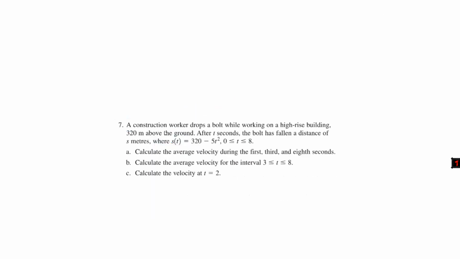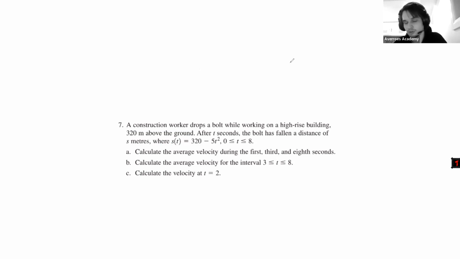So a construction worker drops a bolt while working on a high-rise building 320 meters above the ground. After t seconds, the bolt has fallen a distance of s meters, where s(t) is this function. So let's do it. Calculate the average velocity during the first, third, and 8th second.